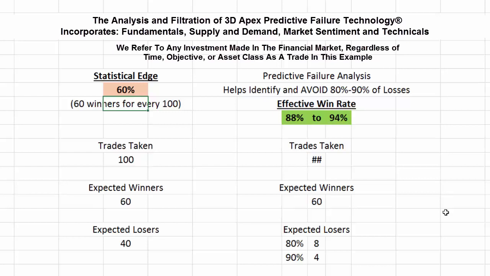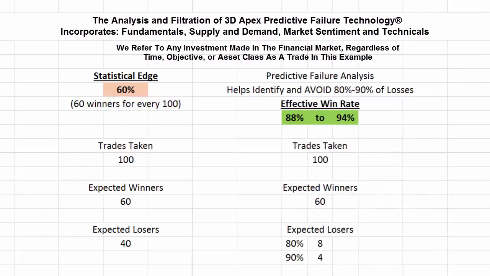Okay, so it's very important to understand the concept of a statistical edge. A statistical edge is one based on lots and lots of hours of research. So let's assume that whatever the edge is, it has a 60% effectiveness rate or a win rate. And that means that essentially you're going to get 60 winners for every 100.